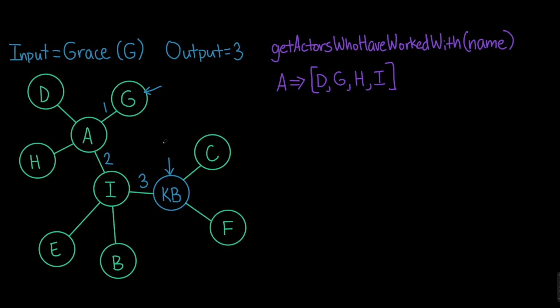Because we already know that generally when you have a shortest path question, a BFS is one of the first tools that you want to be considering. So really, that's all we need to do. We need to execute a standard BFS to figure out the length of the shortest path between our input node, in our case Grace or G, and the Kevin Bacon node.